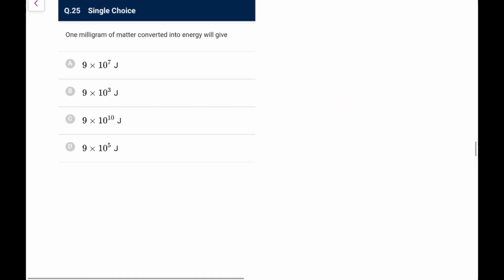Go ahead. Next one, 1 milligram of matter converted into energy will be, so we know Einstein's mass-energy equivalence relation.